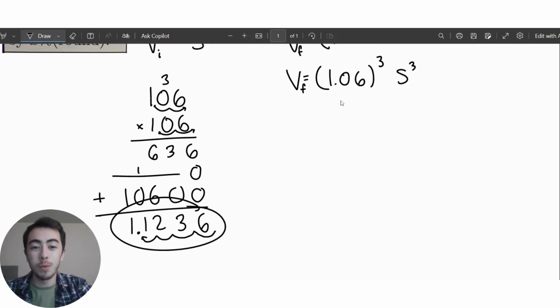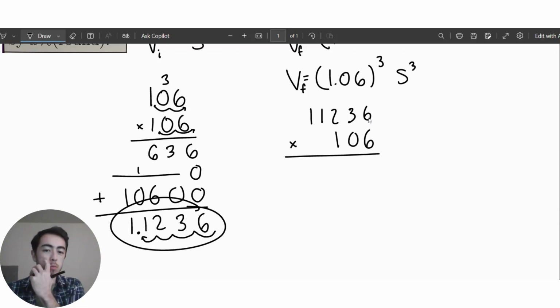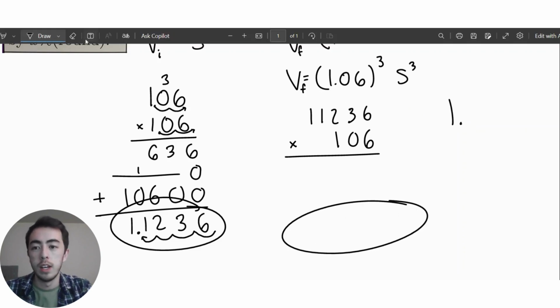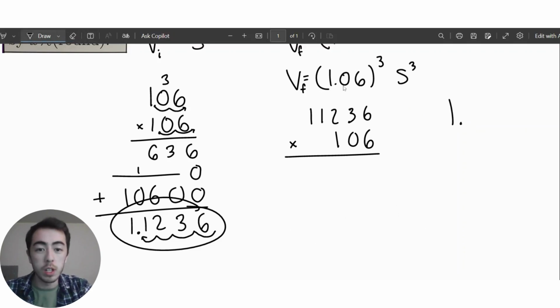And I need to do it one more time because it was cubed. I'm multiplying 1.06 to itself 3 times over. So let me do 1, 1, 2, 3, 6 times 106. Again, it's a little bit easier to think of this long multiplication with whole numbers, and I'll just place this decimal point right after the leading 1 of my final answer. I just know that something really close to 1 times itself over and over again is not really going to increase its value that quickly. So time for some multiplication.